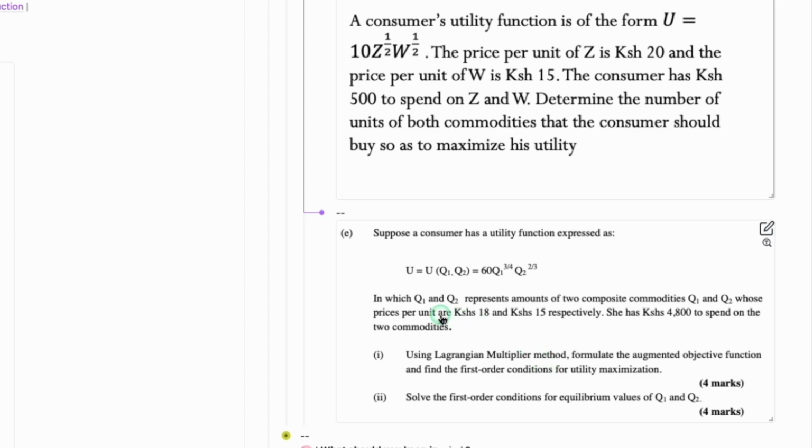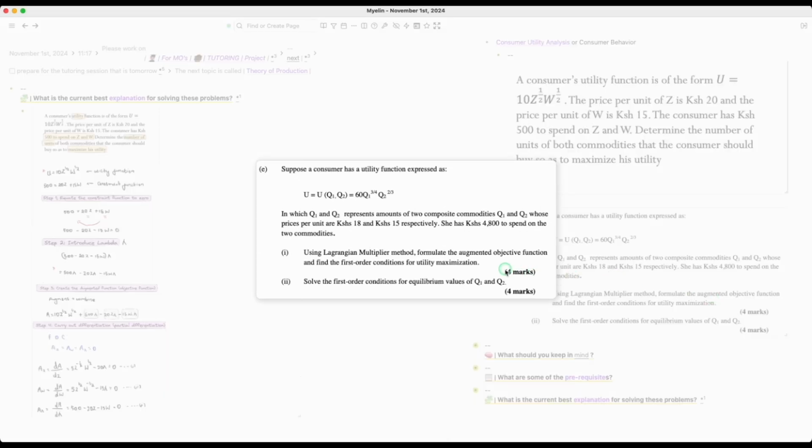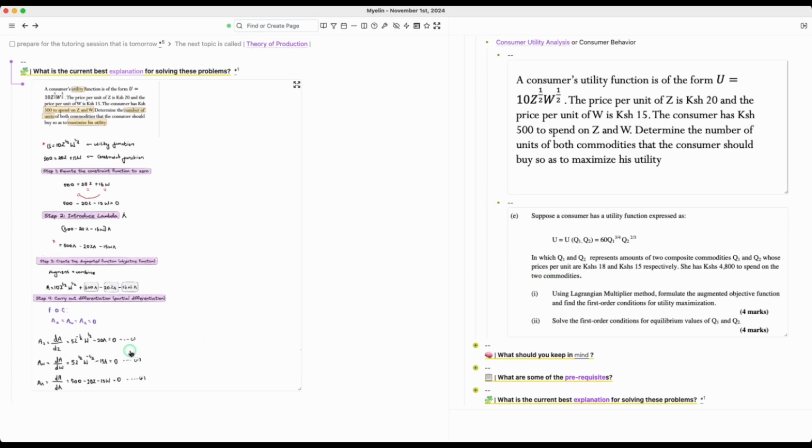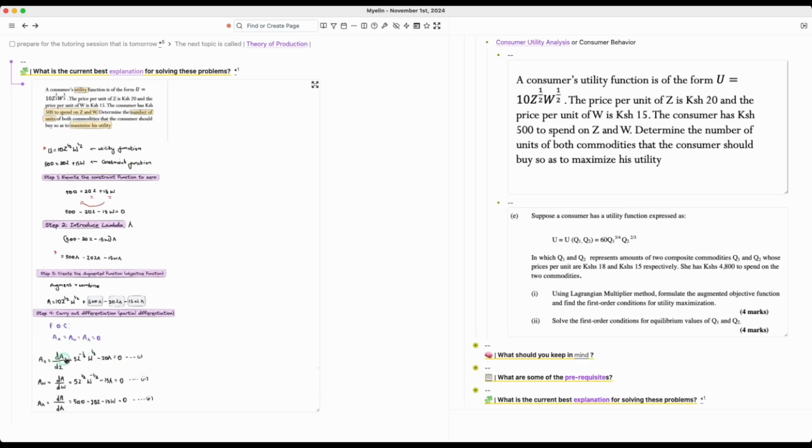So I just want to make the observation that in this particular case, when they say using Lagrangian multiplier method, formulate the augmented objective function and find the first order conditions for utility maximization, the first order conditions, that's precisely what we've just arrived at in this particular case. In what we're doing, we've solved what we have done here up until step 4. We have solved part 1 of this particular question.